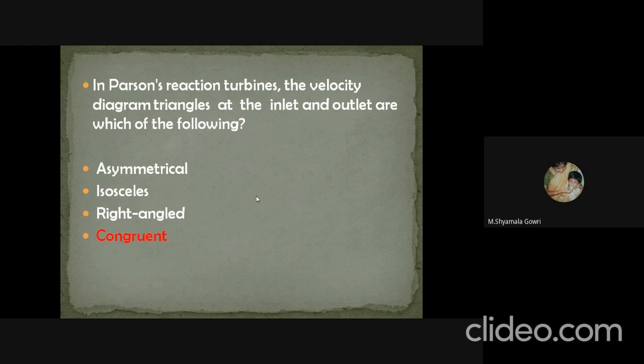In a Parsons reaction turbine, the velocity diagram triangles at the inlet and outlet are which of the following? It is congruent.